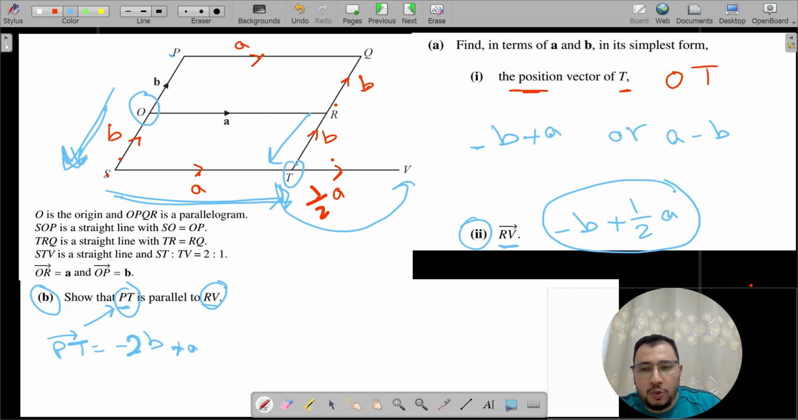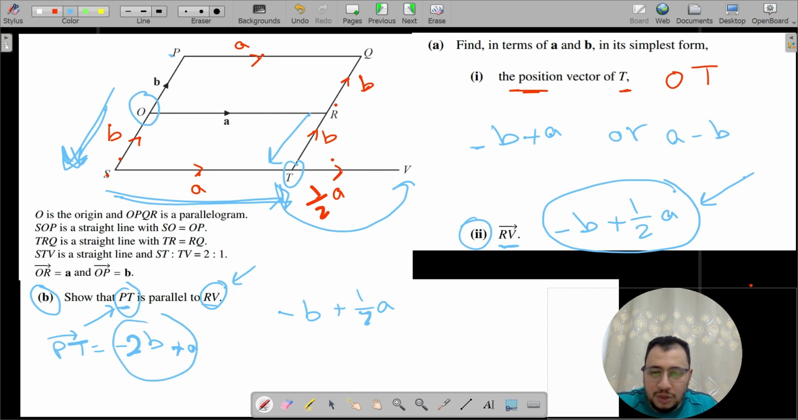Okay, where is the other vector here, which is RV? Vector RV, we found it here with negative B plus half A. So in this case, negative B plus half A. As I told you, you have to get one vector from the other. Here, this is the bigger vector, which I can convert to this vector here. How can I do that?